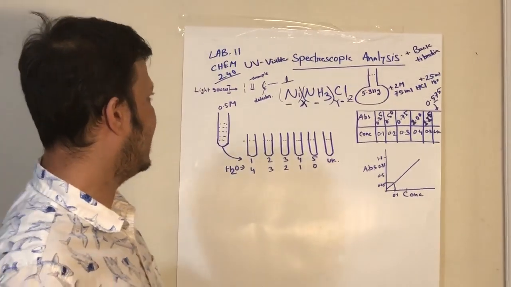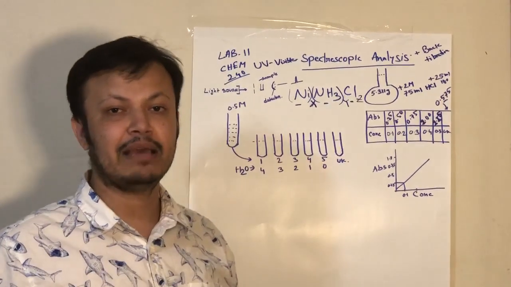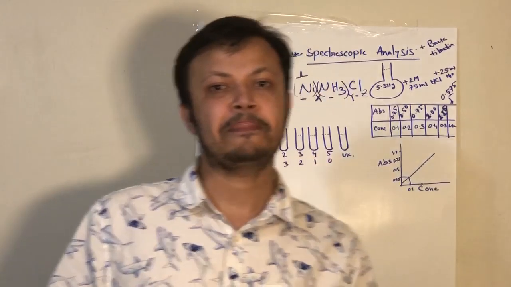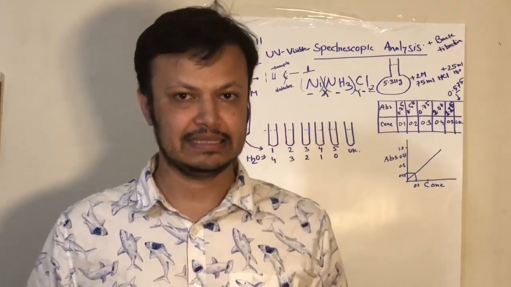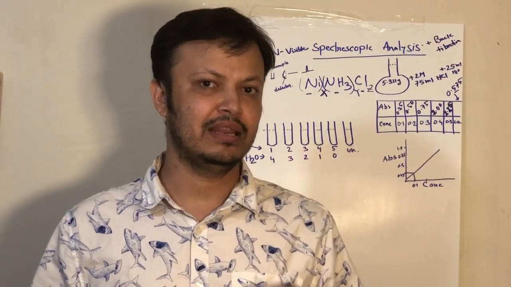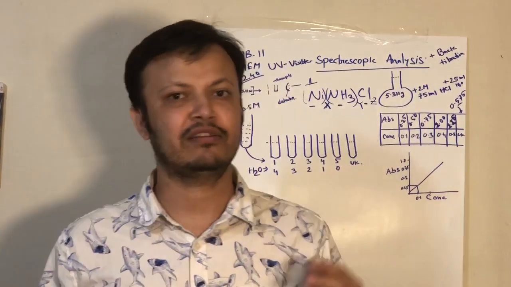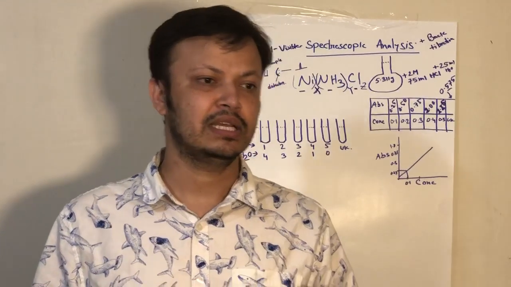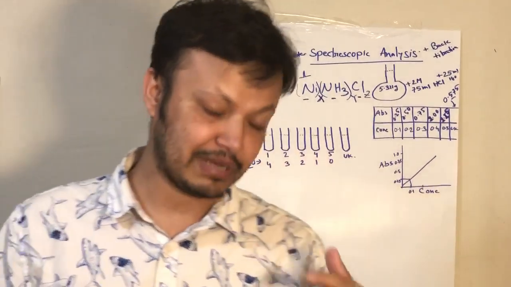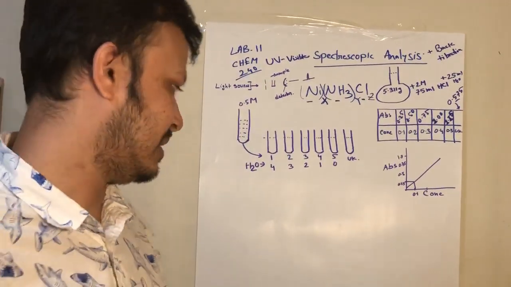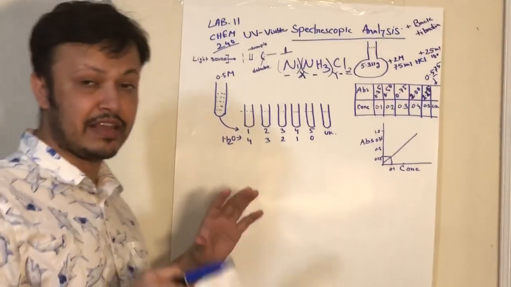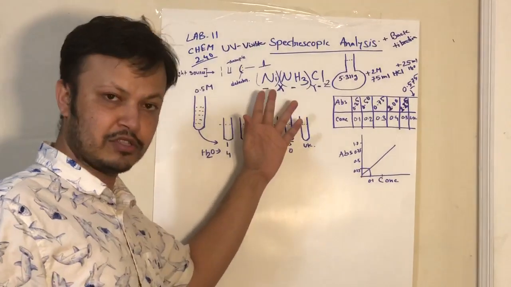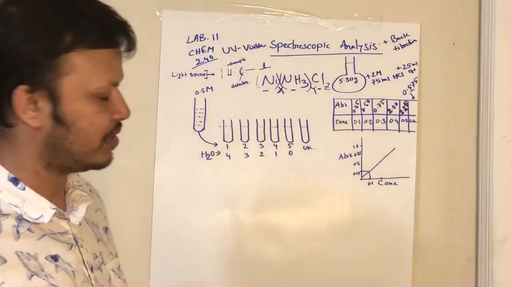This is one of my favorite labs, because as I mentioned at the beginning of our semester, in analytical chemistry we normally learn different techniques to find out the qualitative and quantitative analysis of any substance. So this is a very good demonstration to find out the quantitative amount of a complex compound.